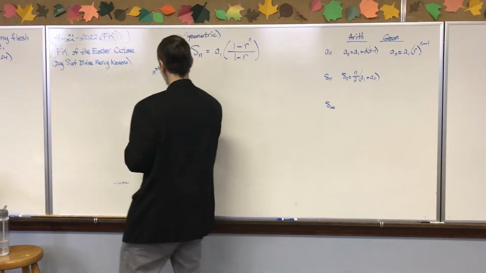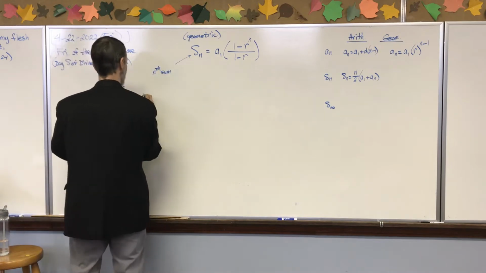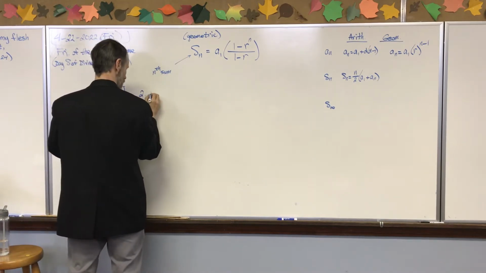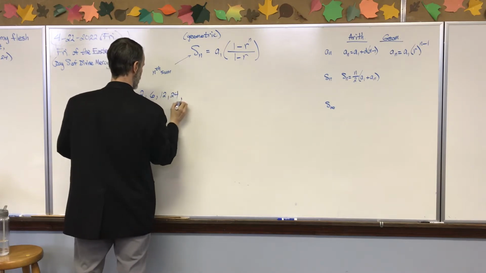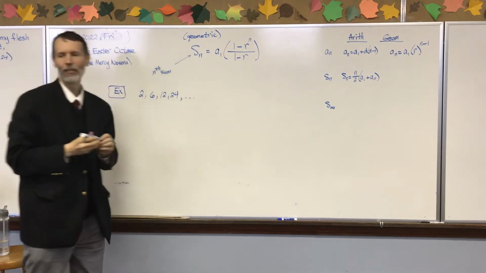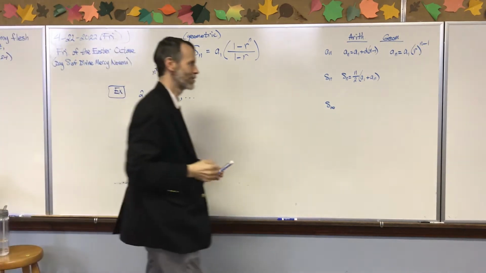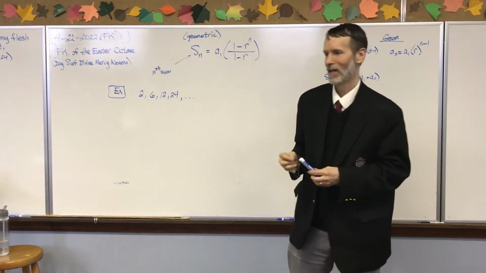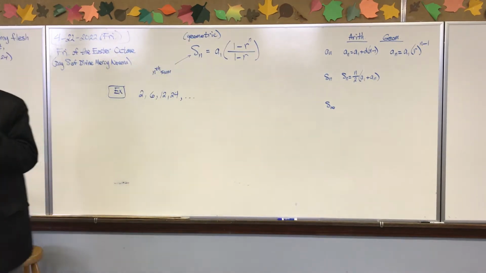Let me just try this example. Suppose you have 2, 6, 12, 24, dot, dot, dot. You will need a calculator for this most likely. Geometric sums get very big very quickly. And they're very, very hard to calculate by hand.